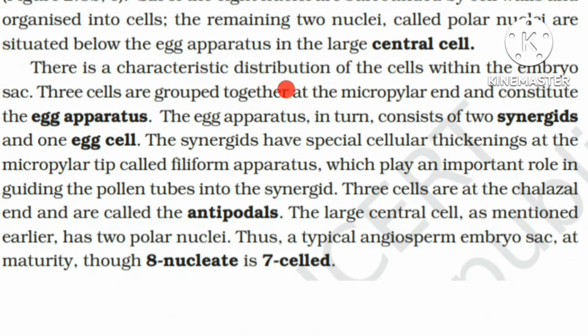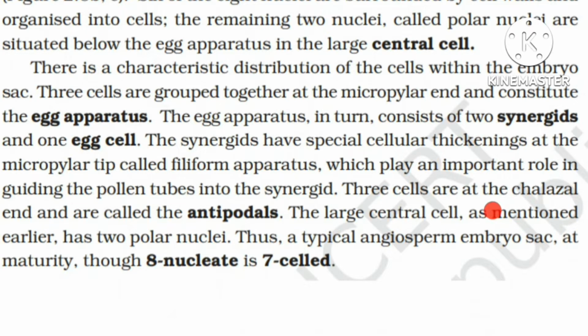There is a characteristic distribution of the cells within the embryo sac. 3 cells are grouped together at the micropylar end and constitute the egg apparatus. The egg apparatus in turn consists of 2 synergids and 1 egg cell. The synergids have special cellular thickenings at the micropylar tip called filiform apparatus, which play an important role in guiding the pollen tubes into the synergid.